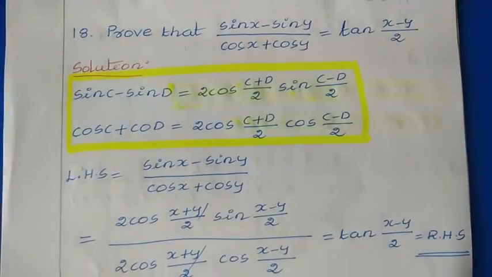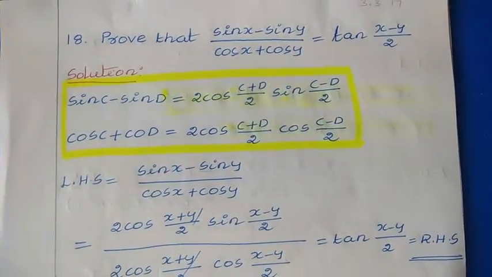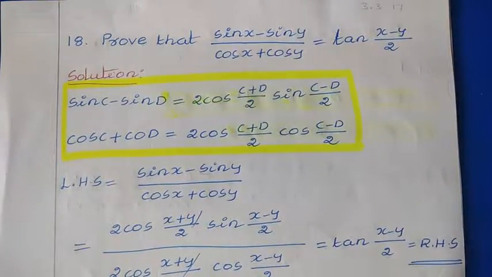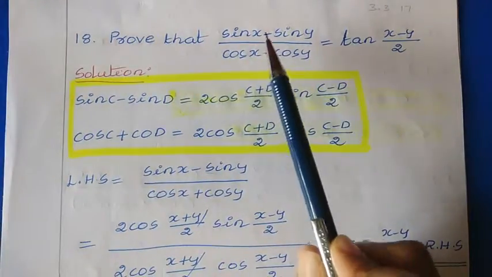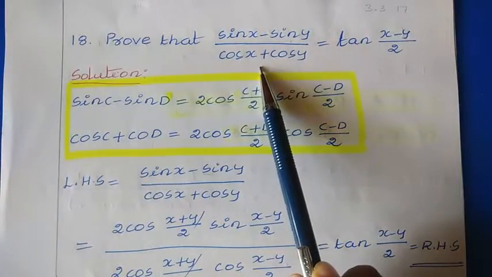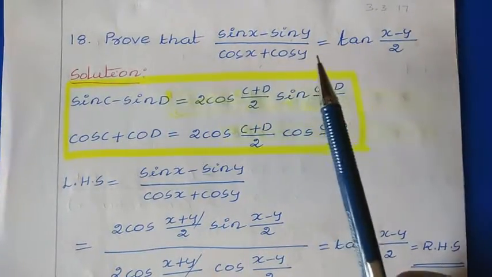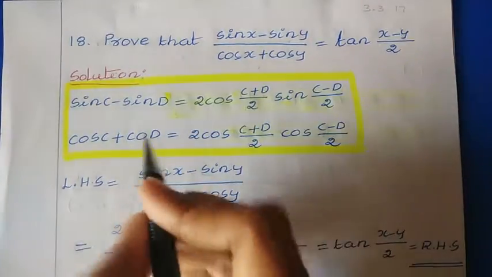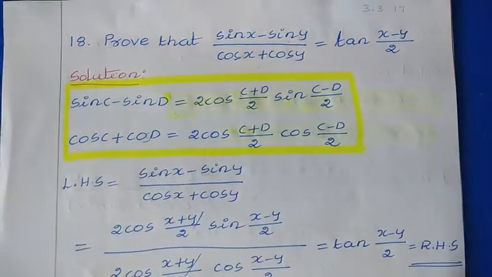Next, we will see the 18th problem. Prove that (sin x minus sin y) divided by (cos x plus cos y) is equal to tan of (x minus y) divided by 2. So now first identify which formula we can use. See, this is in the form sin C minus sin D and this is in the form cos C plus cos D. So here we can use these two formulas.